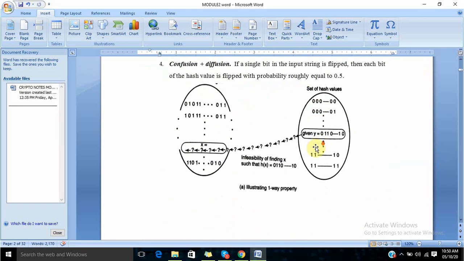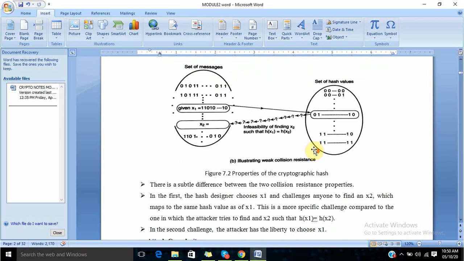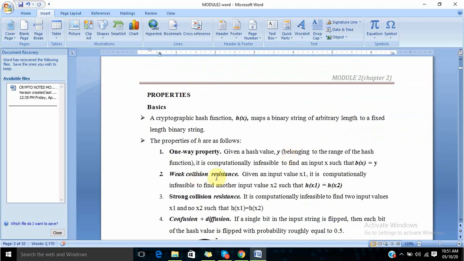Here is one more example they have given, which is the one-way property example. You map some x and you get y. Here x1 is already given to you and it maps to some value y. Finding another x2 which again maps to the same value y is very difficult. It's computationally infeasible, which means you need a larger number of computations and have to go through a larger number of values. That is weak collision resistance.